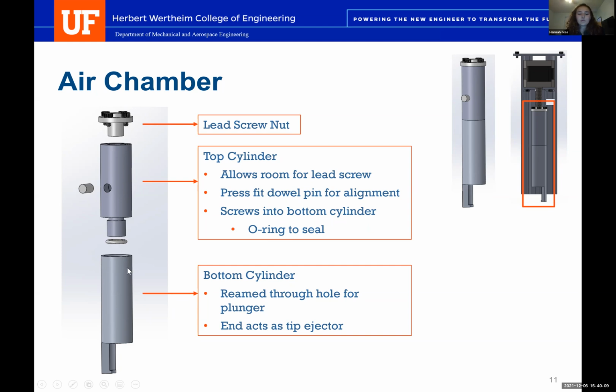The bottom cylinder is what our plunger goes into, and it has a reamed through hole for the plunger since it has O-rings on it. And then the end of it also doubles as a tip ejector, which I will talk about in detail soon.